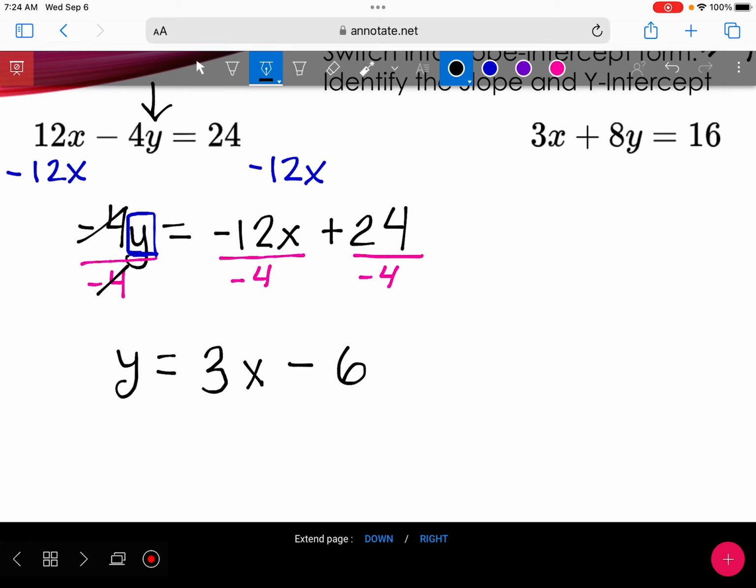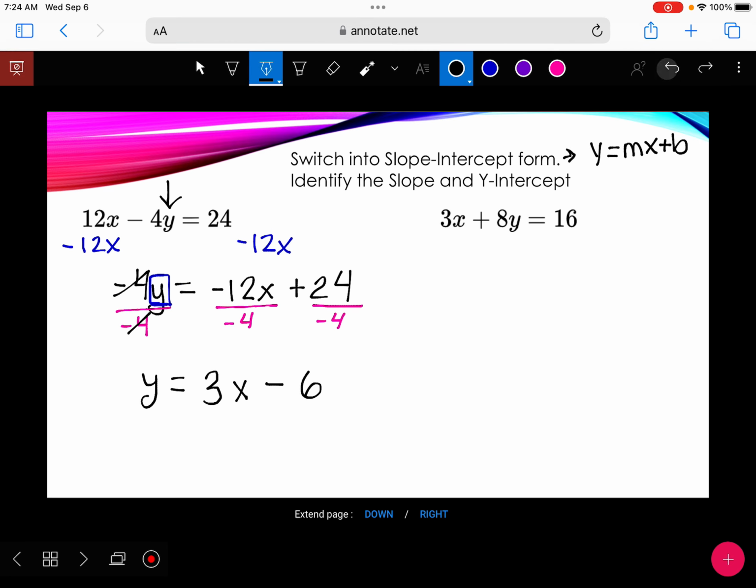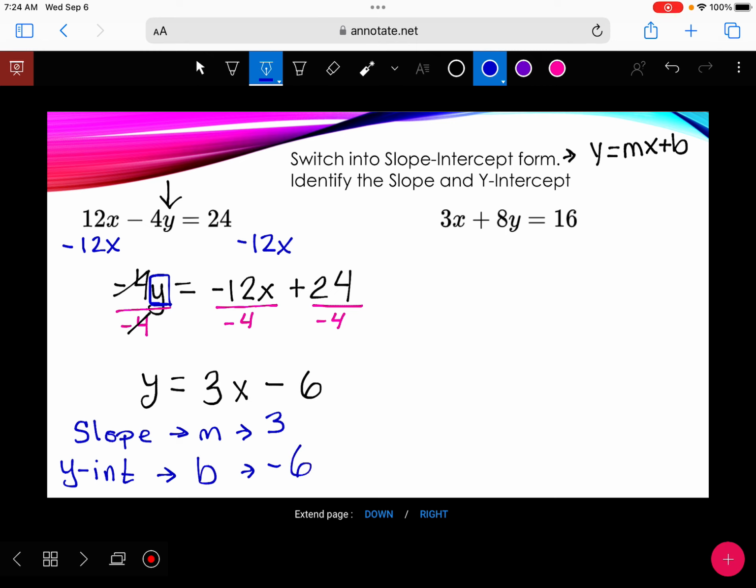So, what is our slope? Three. The slope is the m, and in this case, it's 3. What is our y-intercept? -6. It's always going to be the b. So our y-intercept is the b, and in this particular case, it's this -6 right here.